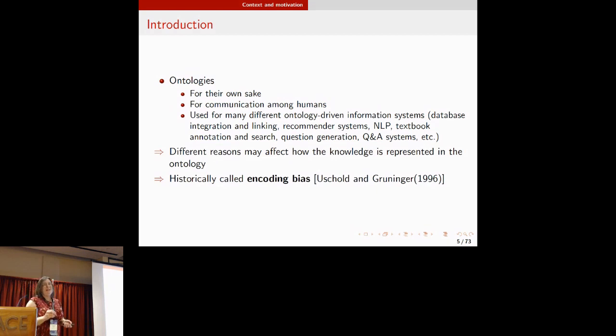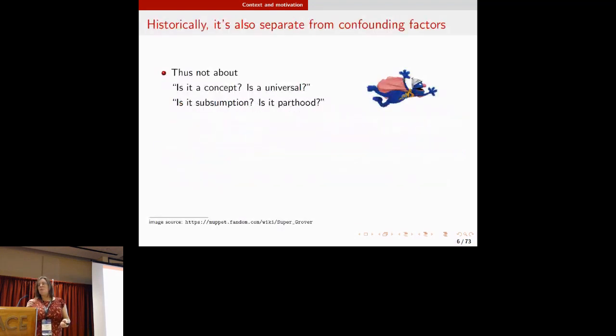And those different reasons actually may affect how the knowledge is represented in the ontology at the end of it. Historically, that is called encoding bias, and basically different ways of formalizing it. So that also means that it's separate from related but confounding factors. It's not about debating, are we going to represent concepts or universals in the ontology? That is assumed to be agreed upon. Or novice mistakes between subsumption and parenthood.